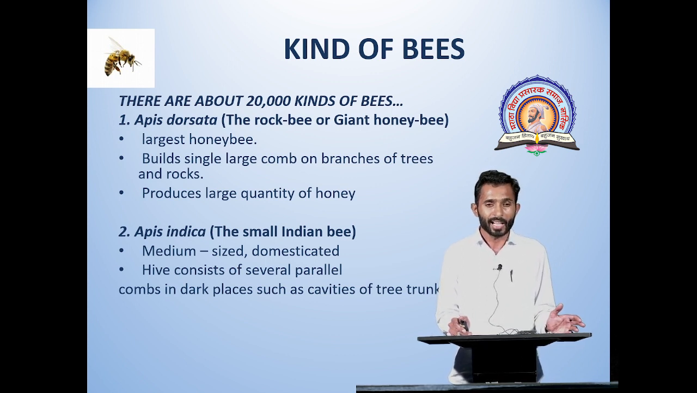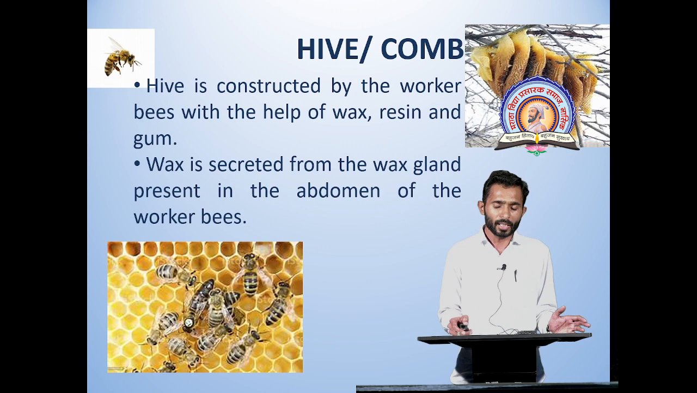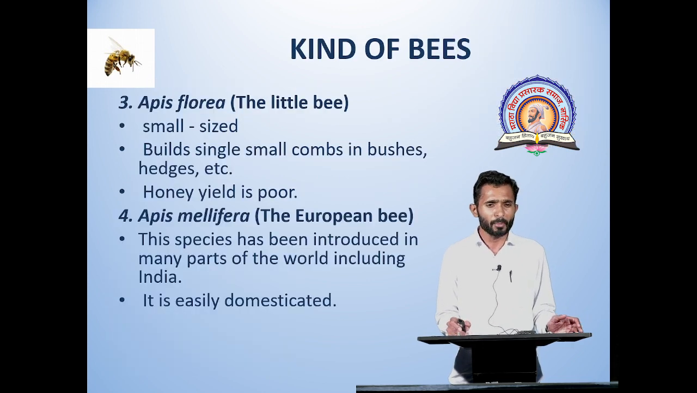Second, smaller compared to Apis dorsata, is Apis indica. It is semi-domesticated, and it builds several parallel combs on different tree trunks as well as in caves. The next bee is Apis florea. It is the simple or little bee. It is very small in size, and it is present on different kinds of flowers, in gardens.